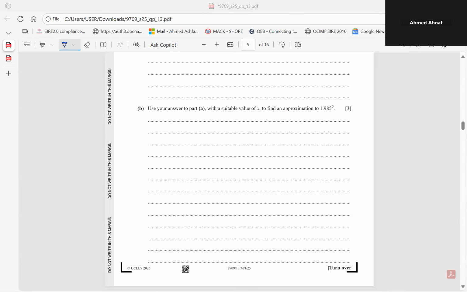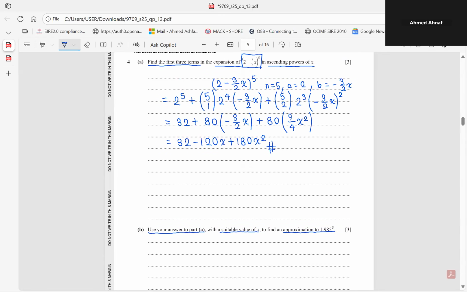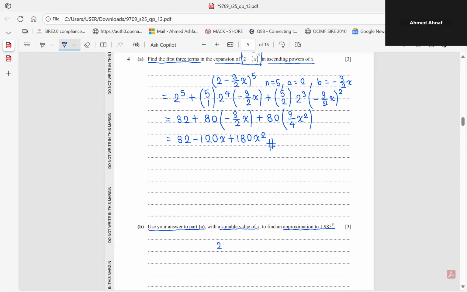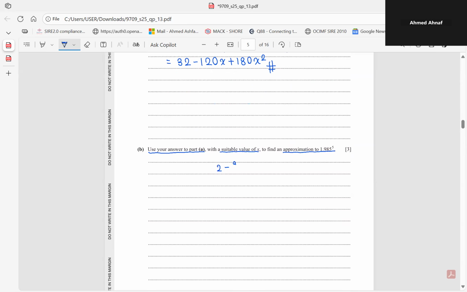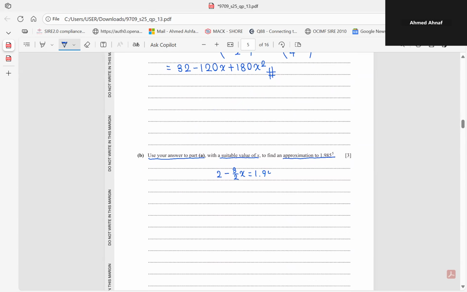Okay, so for this part, we're going to have to use our answer to part A with a suitable value of x to find an approximation to 1.985 to the power of 5. First of all, let's see the similarities between 1.985 to the power of 5 and our original expression. Both are raised to the 5th power. So hence, we can equate 2 minus 3 over 2x to 1.985.